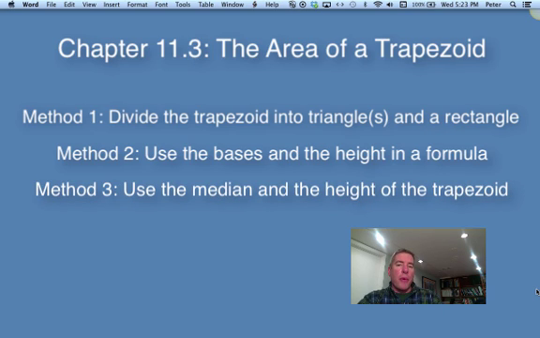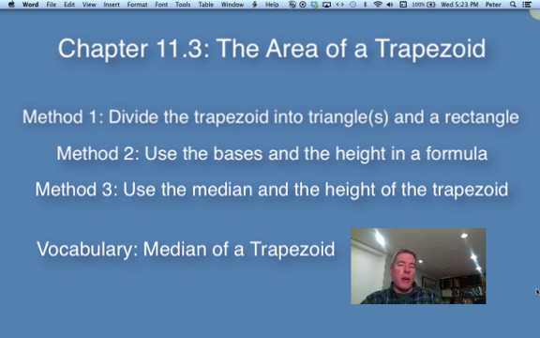So it's going to be a new vocabulary word, median, which is different than the median of a triangle. So please take good notes, pause when you need to, and thanks for watching.